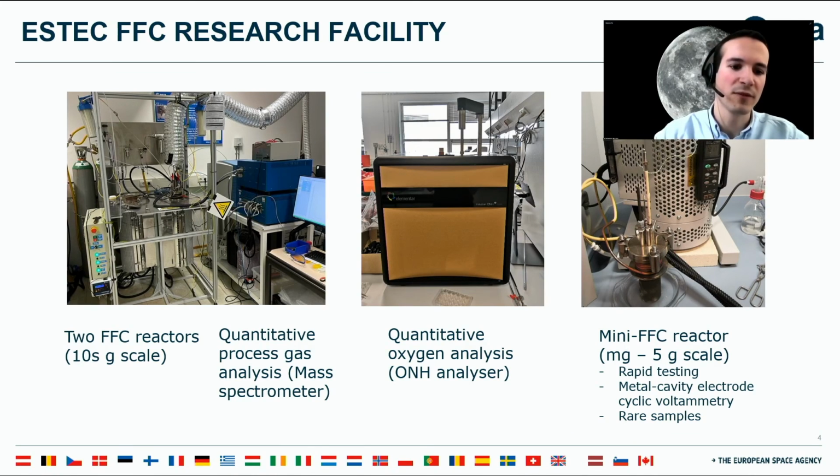But with this big cell, we don't have a very high throughput of experiments. We can just do one or two per week. So we also have a mini FFC cell, which is very useful for rapid testing. We can also do some complex electrochemistry, looking at cyclic voltammetry to really understand which mineral reduces and when. We can also analyze some rarer minerals.